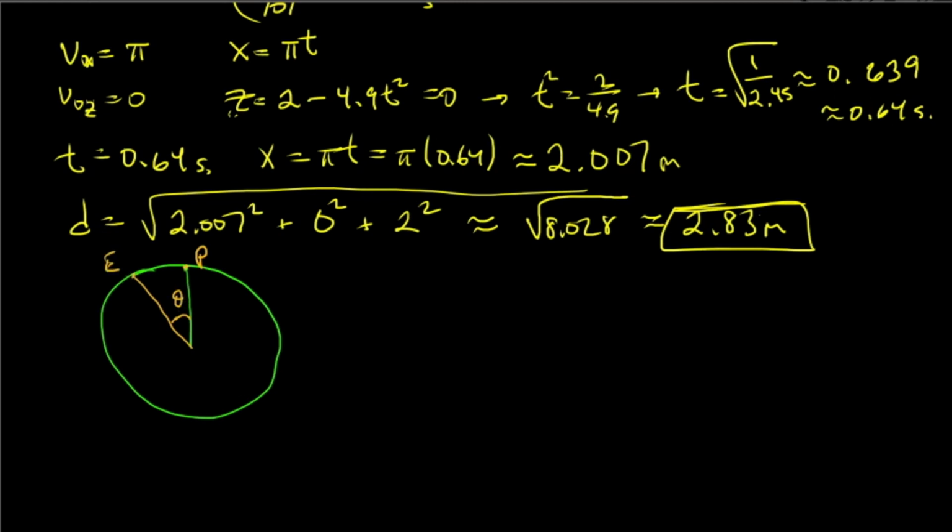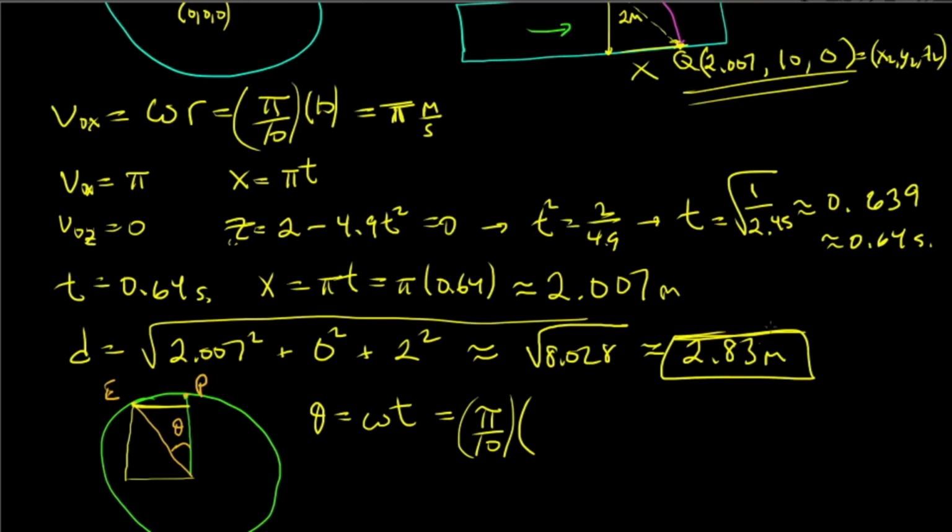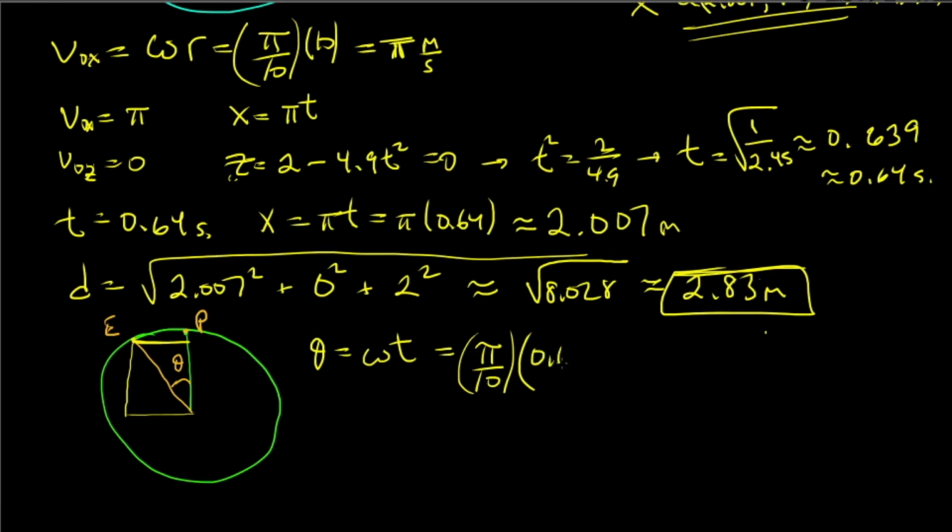Okay. So what are the coordinates here? Well, we can just use sine and cosine. This is a right angle. So first of all, what is that angle? It's omega t. Omega, remember, was just pi over 10. And t was 0.64 seconds. So that gives us about 0.201 radians.